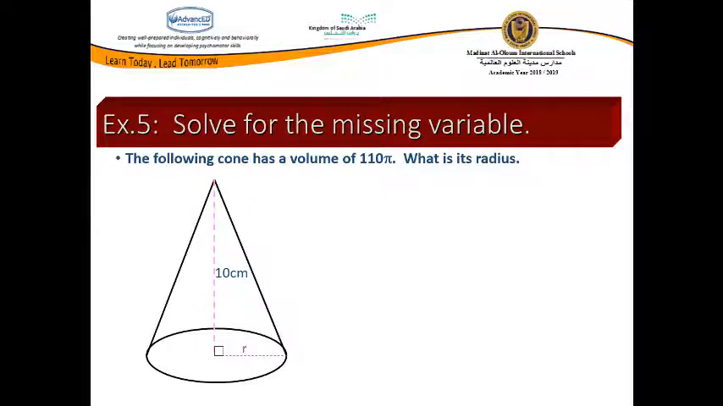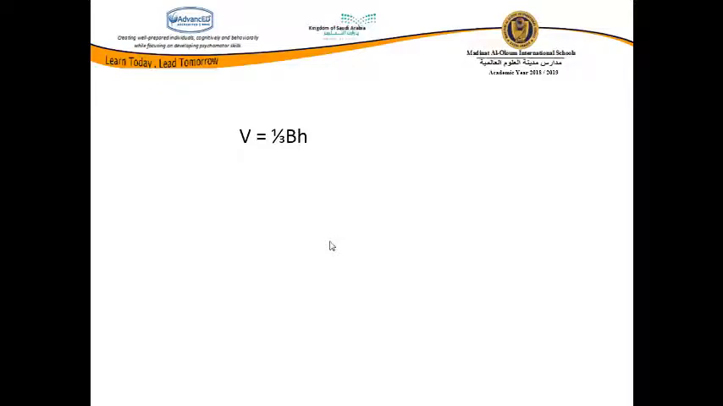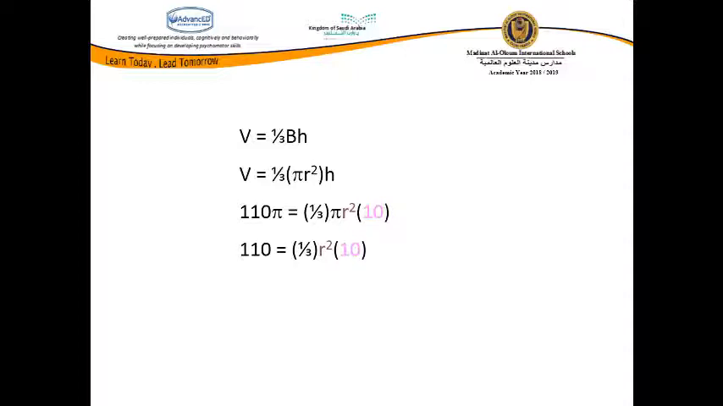Solve for the missing variable. Here the radius is unknown, the radius is r. Let's find the value of this radius. We know that the volume is 110 pi, and that the volume equals one third base area multiplied by height. The given volume is 110 pi, then one third pi r squared multiplied by the height 10. By canceling the pi from both sides, then 110 equals one third r squared times 10. By dividing both sides by 10, we get 11 equals one third r squared. By multiplying by the reciprocal of one third, 33 equals r squared, then r equals root 33, which equals 5.7 centimeters.